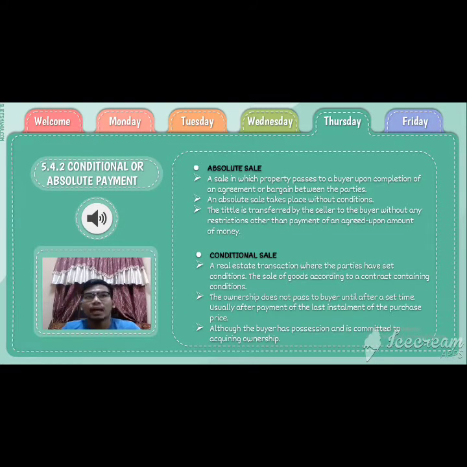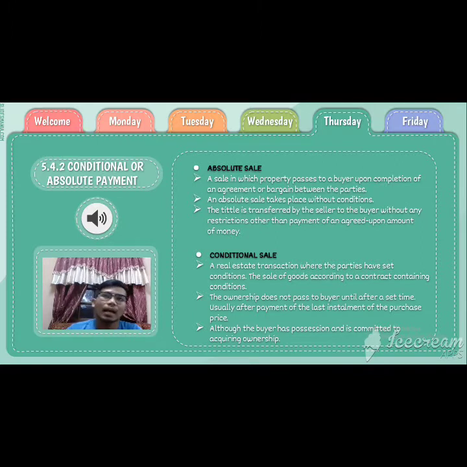So, next, the condition or absolute payment. First, absolute sale, which is a sale in which property passes to a buyer upon completion of an agreement or bargain between the parties. The title is transferred by the seller to the buyer without any restriction other than payment of an agreed upon amount of money.